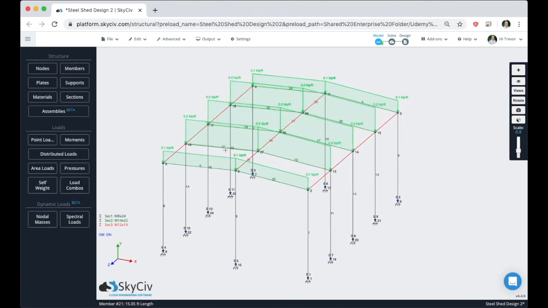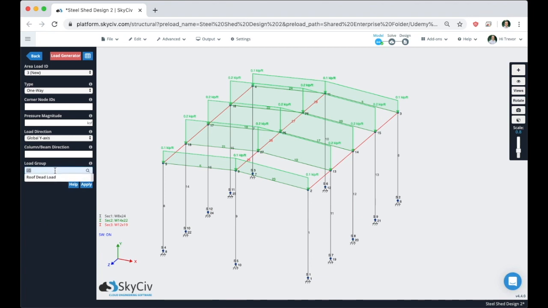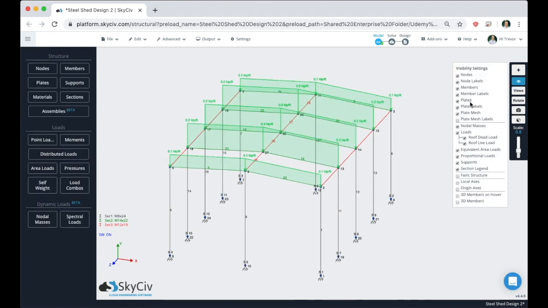I'm going to apply the roof loads in the same way, and I'm just going to add them as the roof live load group, and we'll come back after that's completed. Okay, so we're back now.